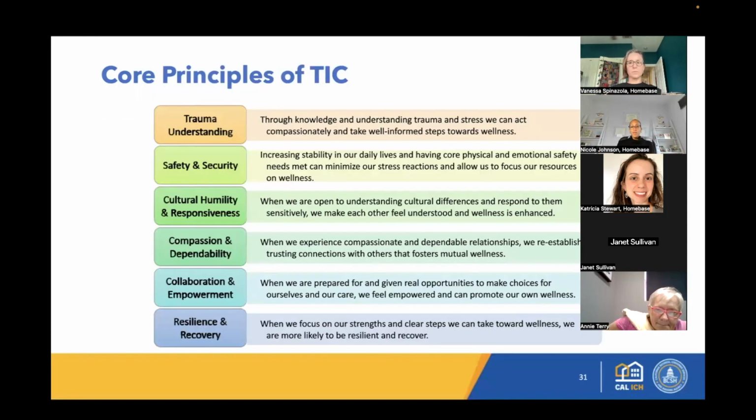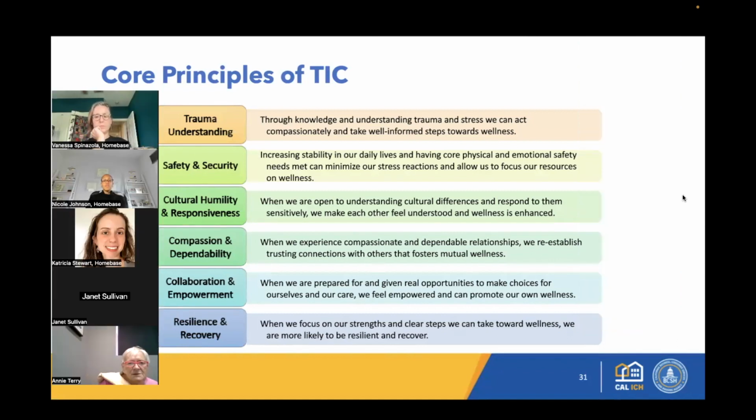So trauma-informed care basically means that we are creating an environment that responds to clients under the assumption that they have experienced trauma. And there are a few core principles. So trauma-informed care is all about understanding trauma, right? By knowing and understanding trauma and stress and how it impacts people, we can act with compassion and take well-informed steps as we're interacting with people. Safety and security, by increasing stability in our daily lives and having core physical, emotional safety needs met, we minimize our stress reactions. And that's true for the people that we're working with.